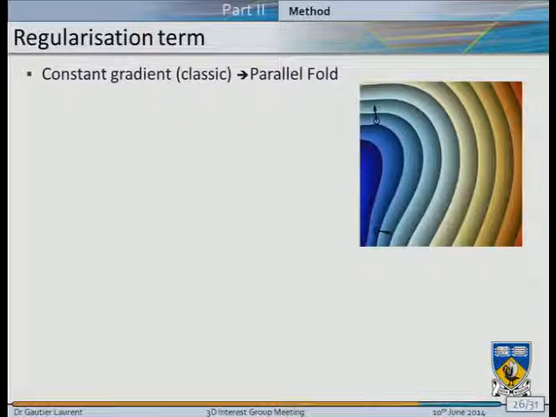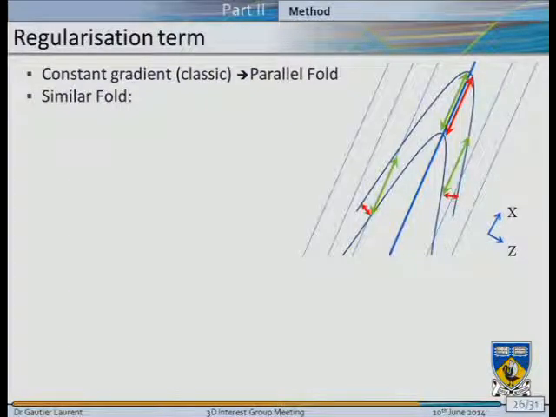The very important thing is the constant gradient constraint, so the regularization term we would use. Constant gradient generally promotes parallel folds, so it's not really good unless you really want to have parallel folds. For similar folds, you don't want the thickness of your layer to be constant, because it varies. It increases in the hinge. So what is conserved is the thickness in this particular direction, the x direction of the fold.